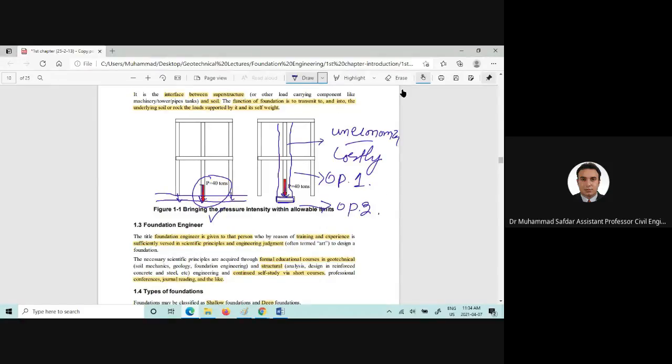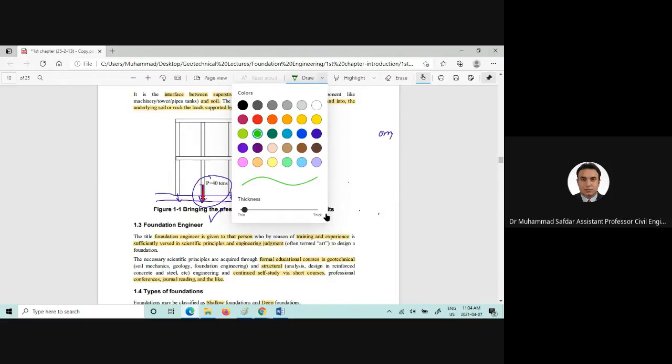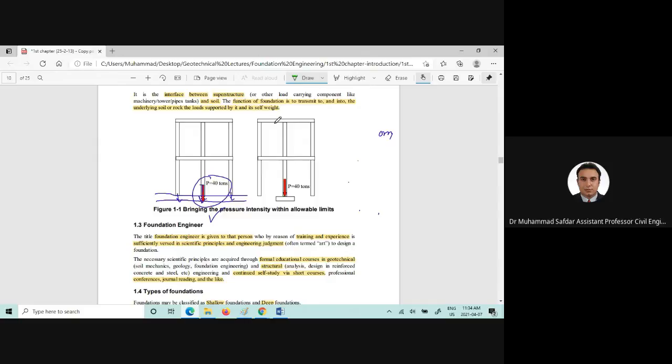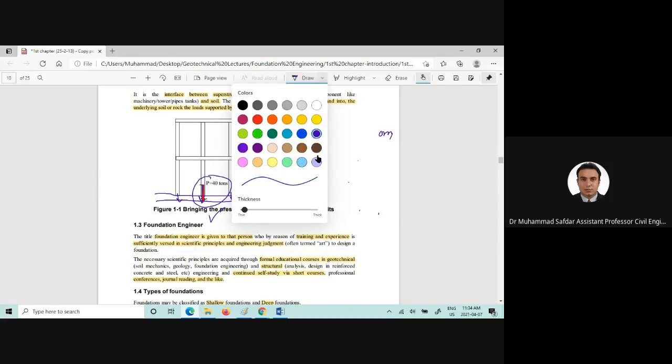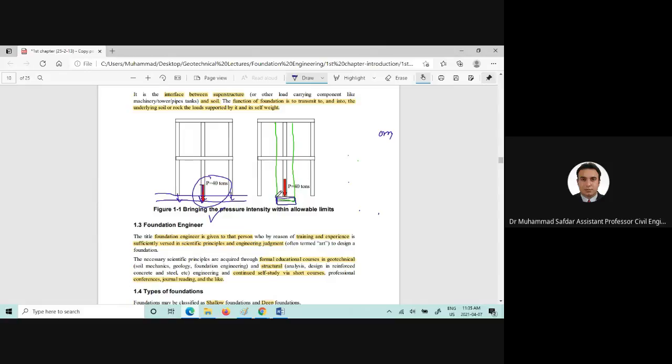Okay, let me redraw that with different colors. So this is option number 1. And option number 2 is the bluish one, this one. So which option are you going to pick? Please remember this.